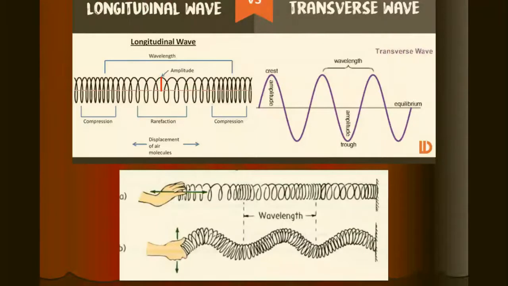So here we can compare the longitudinal waves versus the transverse waves. You'll notice that they have some of the same parts labeled. However, overall, they look very different. And the bottom picture, letter A, is a longitudinal wave. And letter B is a transverse wave.